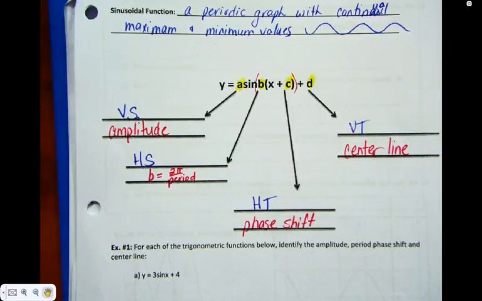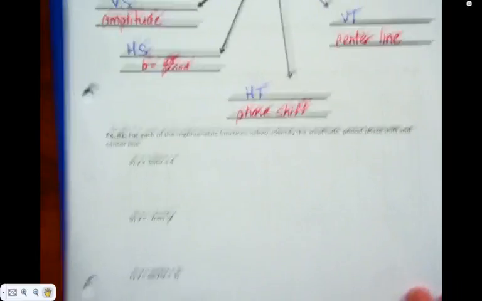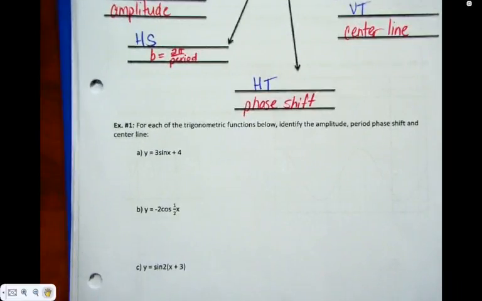Knowing that, what it allows us to do is just look at an equation, so not the graph, and we're going to be able to say what's the amplitude, what's the period, what's the phase shift, what's the center line, just by looking at the equation and not having the graph in front of us.